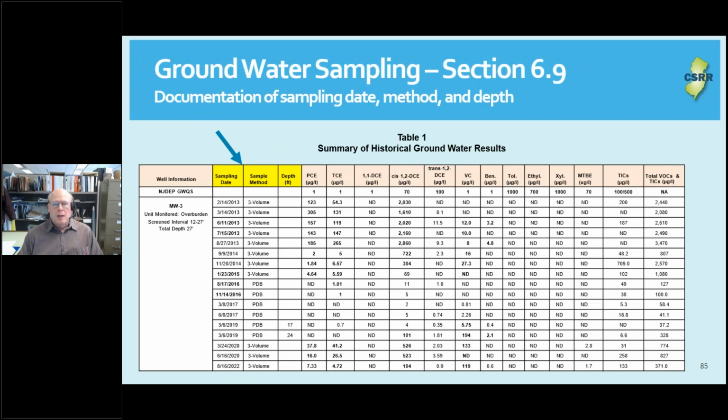On this table, columns are provided that allow for the documentation of sample date, sample method, and sample depth. If turbidity measurements were collected, an additional column should be added to the table for that information. DEP recommends a similar format be used to present the requested information. Next slide, please.